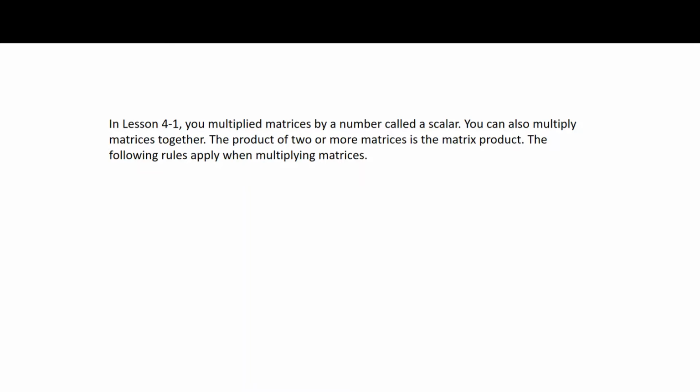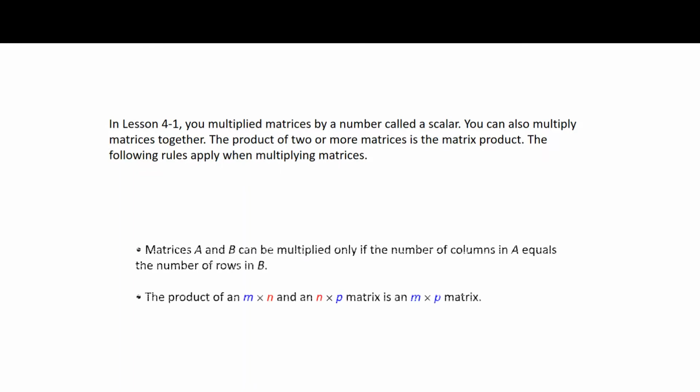In lesson 4.1, you multiplied matrices by a number called a scalar. You can also multiply matrices together. The product of two or more matrices is the matrix product. The following rules apply when multiplying matrices. Matrices A and B can be multiplied only if the number of columns in A equals the number of rows in B. And the product of an M by N and an N by P matrix is an M by P matrix. Now that sounds really messy, but let's just look at what it really means.